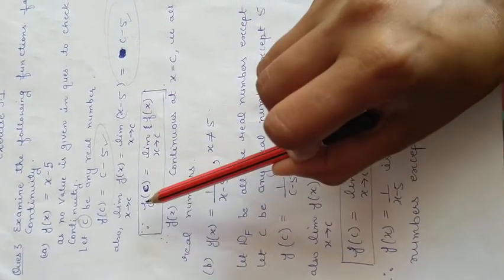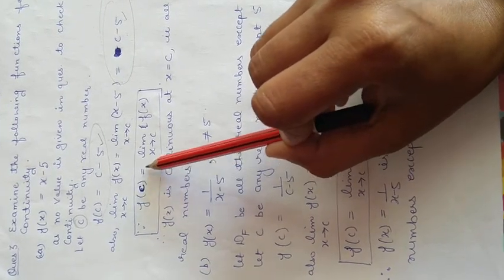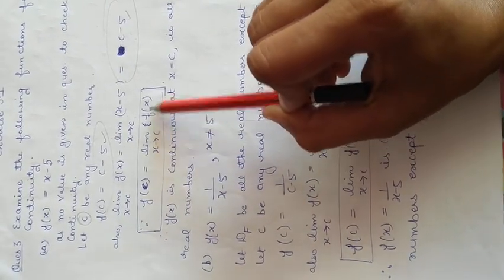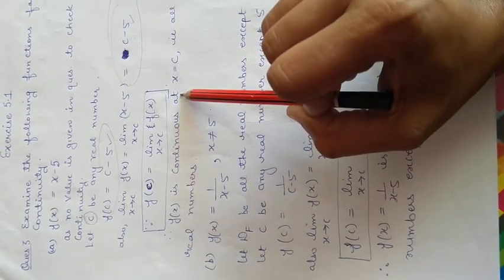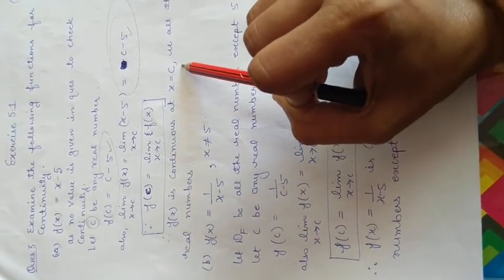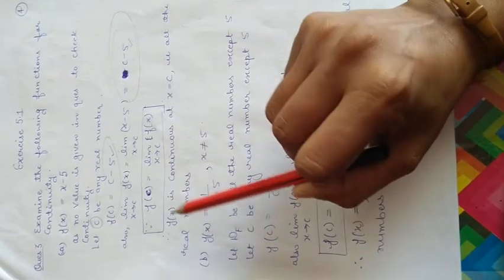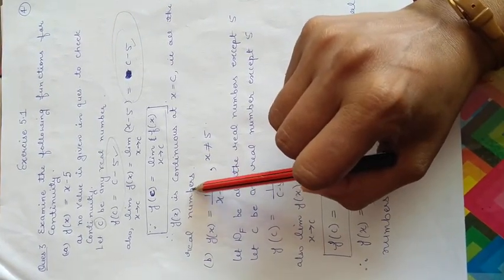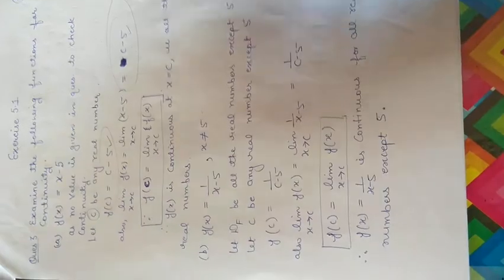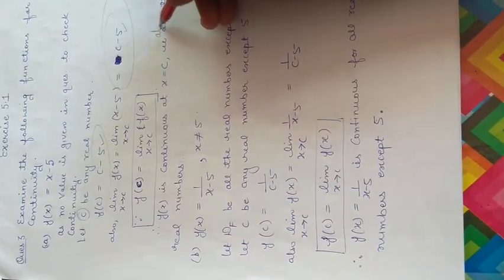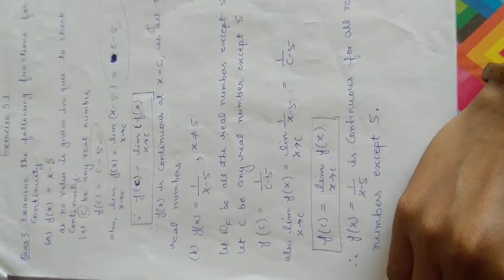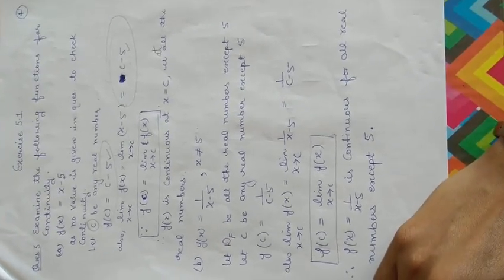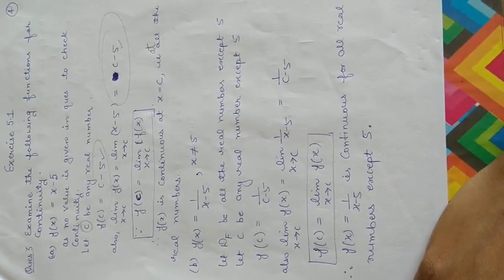So we can say f(c) is equal to limit of f(x), x tends to c, so f(x) is continuous at x is equal to c, that is at all the real numbers. Hope the first question, this question number 3, first part is clear to you.